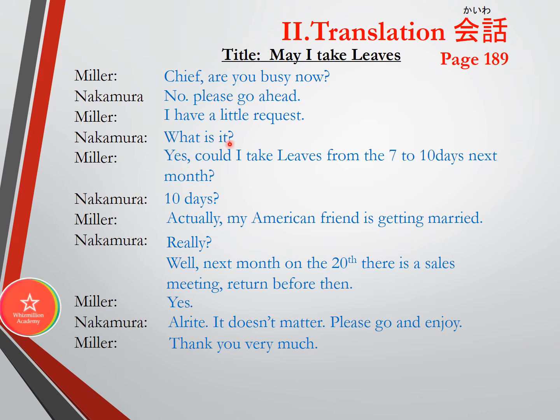Okay. In this conversation, the only time that is using the causative verb form plus ていただけませんか is the sentence coming from Miller when he is asking for Nakamura's permission to take leaves. Okay, and this is the sentence. If I repeat again, 来月7日から10日ほど休みを取らせていただけませんか. Okay, 取らせていただけませんか, that's the causative verb form.